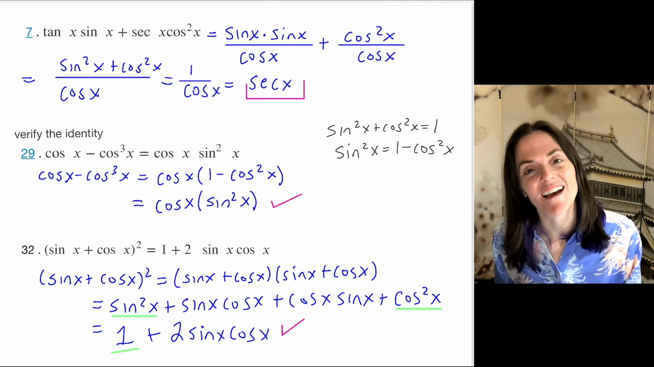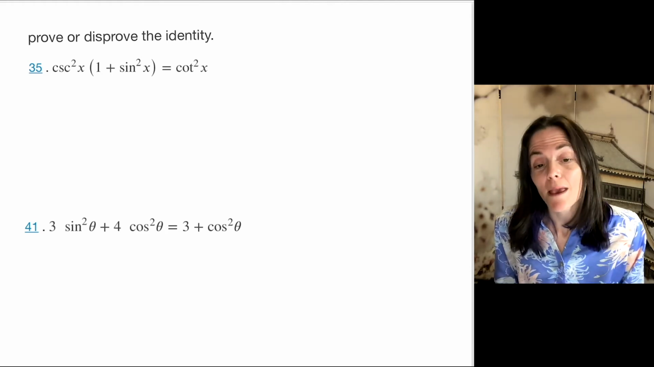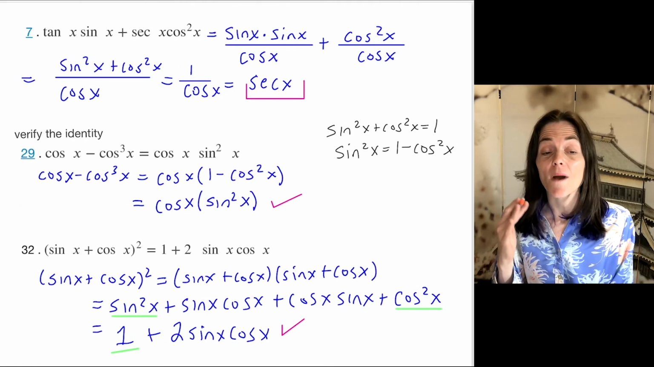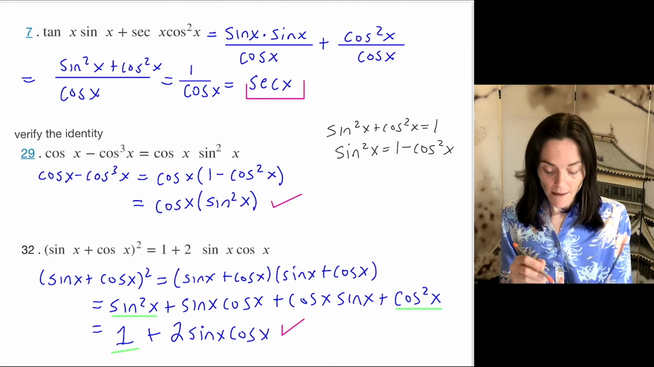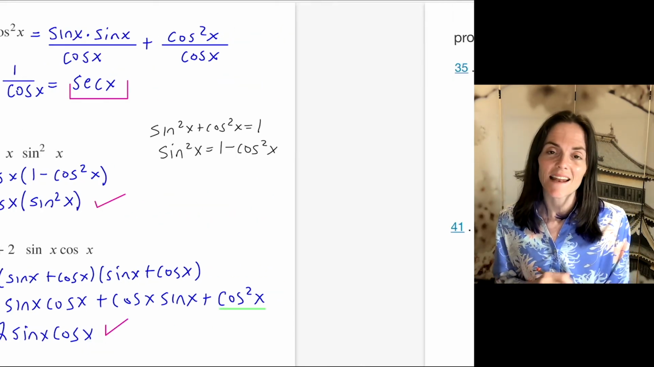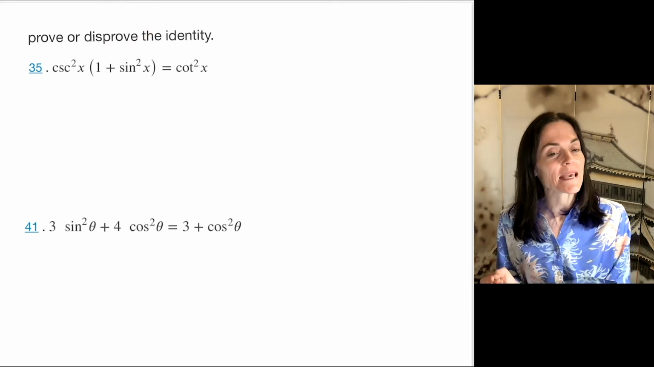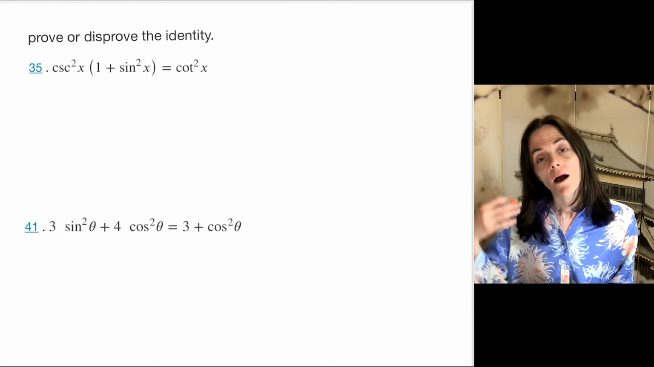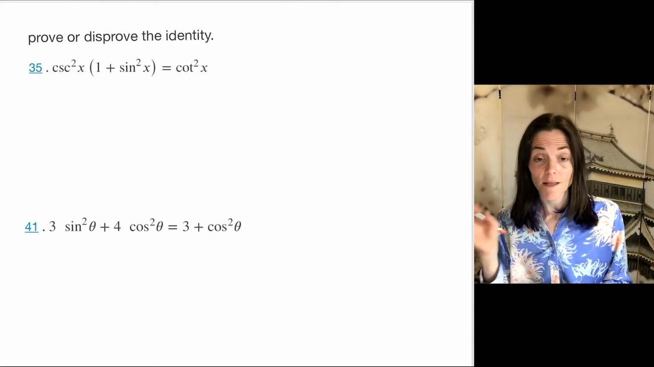So we have verified. The next 2 are prove or disprove. So maybe these are identities, maybe they are not. We will go about them in the exact same way that we went about problems 29 and 32. But if we cannot arrive at the right-hand side through trigonometric identities, then we would be disproving. So we can begin with 35. Let's see, I have some choices here. I could break everything into sines and cosines. This is always a possibility for us.